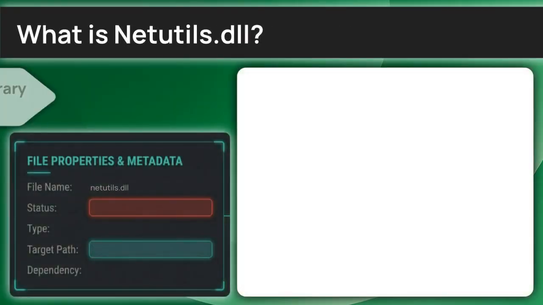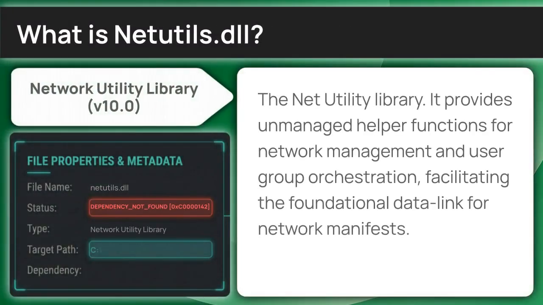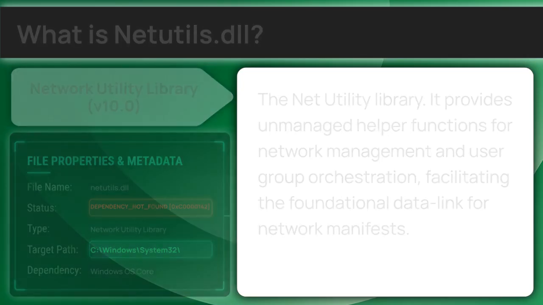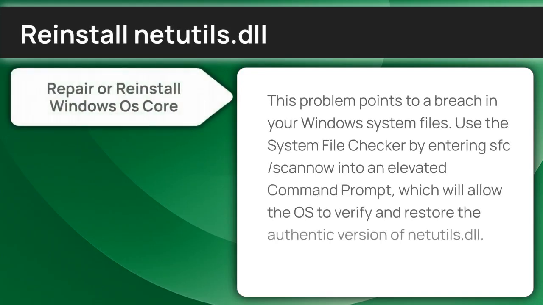This is the Netutils Library, the Net Utility Library. It provides unmanaged helper functions for network management and user group orchestration, facilitating the foundational data link for network manifests. Since we've covered what this file is, let's move to the primary fix. This problem points to a breach in your Windows system files.